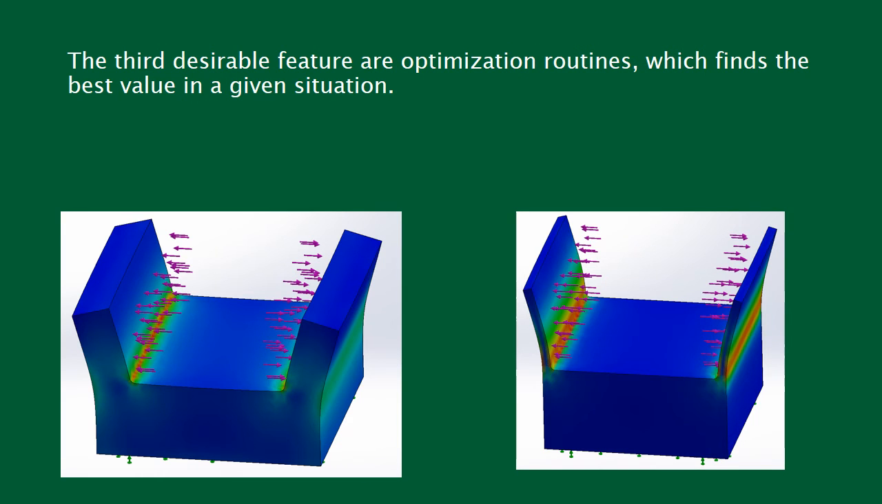Now, the third desirable feature is an optimization routine, which finds the best value in a given situation. Again, extremely powerful. This is another piece that I was using on that project. We wanted to see how thick the walls in this U shape needed to be in order for the part not to break. And given the optimization routine, we found that we were able to drop down one standard stock size, which was absolutely wonderful. It saved us some money, saved us some time, saved us some headache in trying to get it to fit.